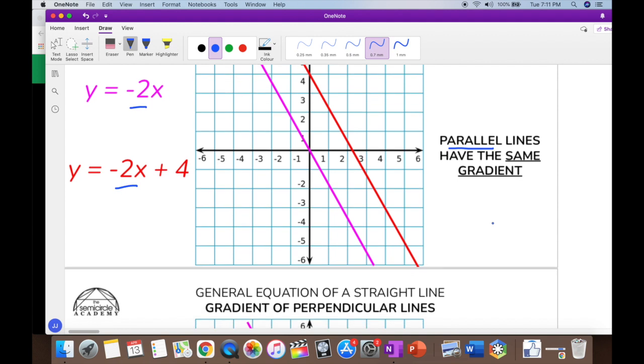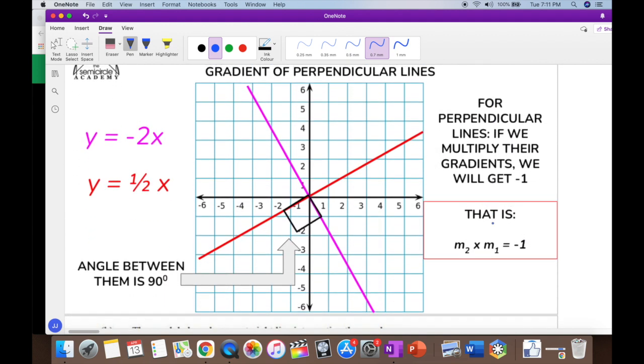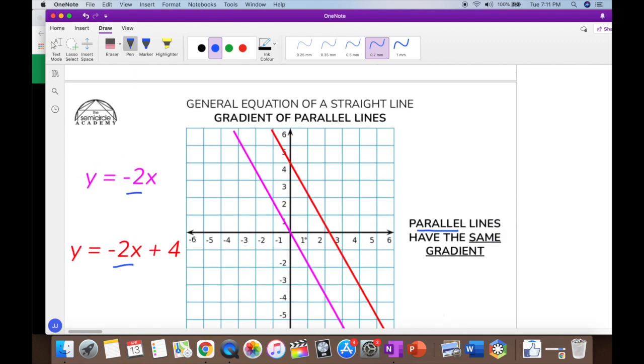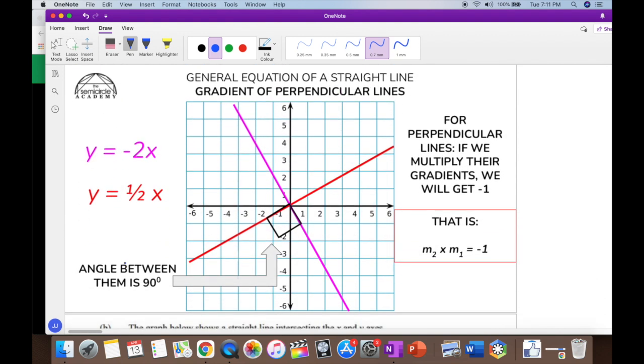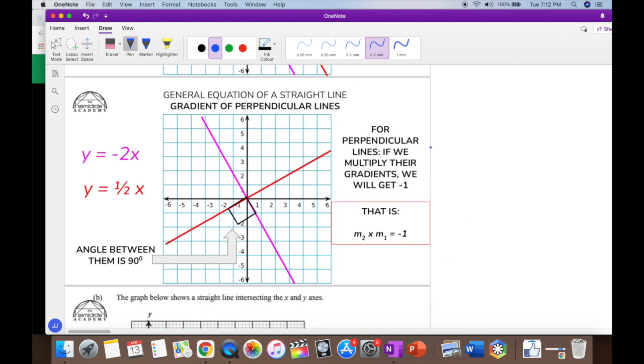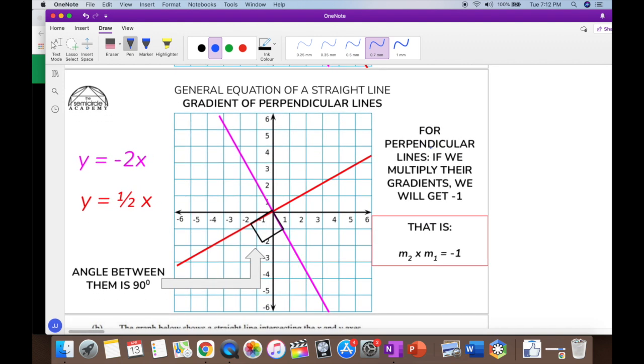And this next slide here is one that they also love to bring in CSEC. So how can you tell if two lines are parallel? The gradients are the same. But this next one is how can you tell if two lines are perpendicular? Perpendicular means 90 degrees, right? So how can you tell if two lines are perpendicular? Please pay attention to this one because they love to bring this in CSEC, yeah?